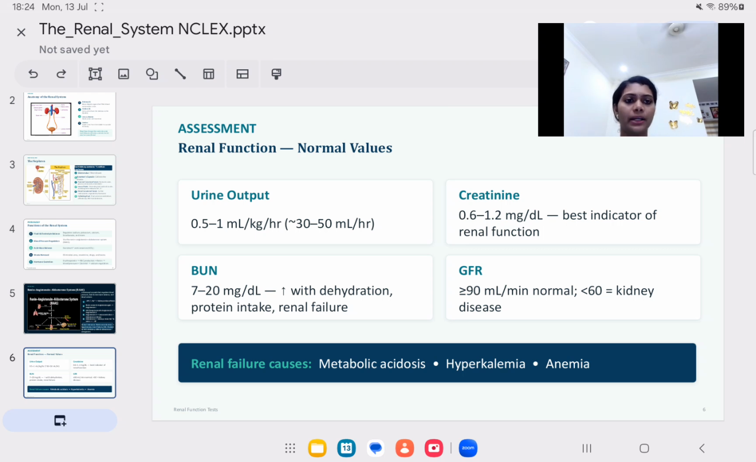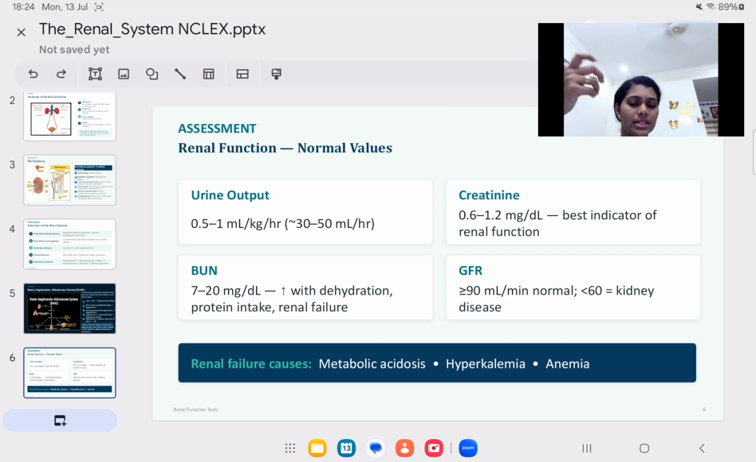Then blood urea nitrogen. These are all waste products. It is 7 to 20 milligram per dl. If the blood urea nitrogen level is increased, the patient may be severely dehydrated, or it may be due to increased protein intake, mainly animal protein, organ meat and so on.